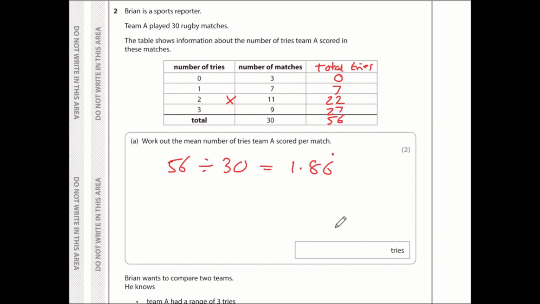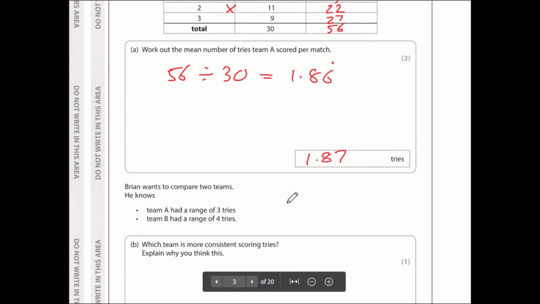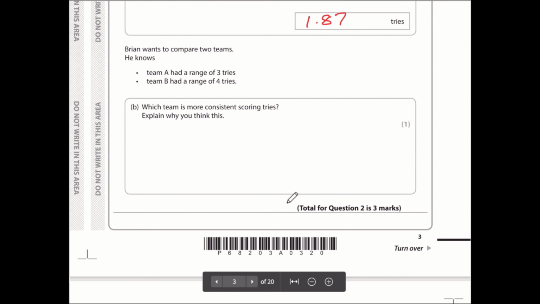It doesn't really say how it wants the answer, and it's a bit of an unusual answer given you can only score a whole number of tries, but why not? I might just round that to 1.9. I don't think it really matters what you do. You could round it to 1.9, or truncate it at 1.86, or round it up to 1.87 to 2 decimal places. I'm sure it'll be fine. There we go.